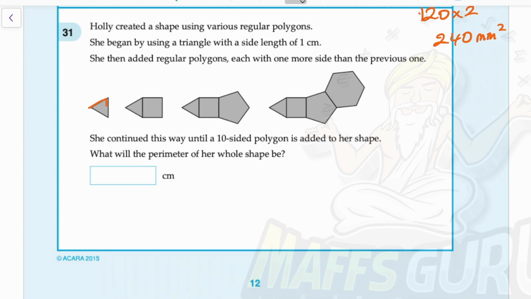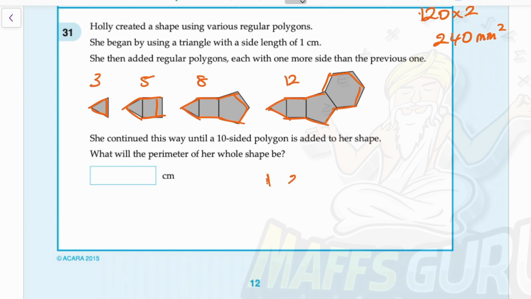Well, if we know that each side is 1 by 1, that's going to have a perimeter of 3. This is going to have a perimeter of 1, 2, 3, 4, 5. This is going to have a perimeter of 1, 2, 3, 4, 5, 6, 7, 8. This is going to have a perimeter of 1, 2, 3, 4, 5, 6, 7, 8, 9, 10, 11, 12. So we've got the patterns.